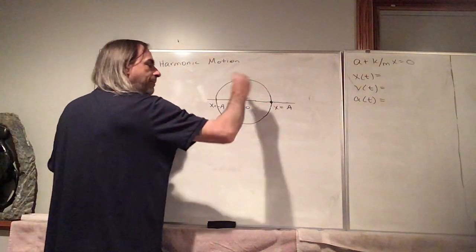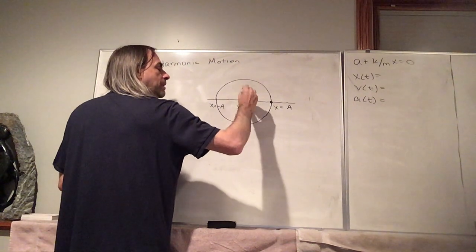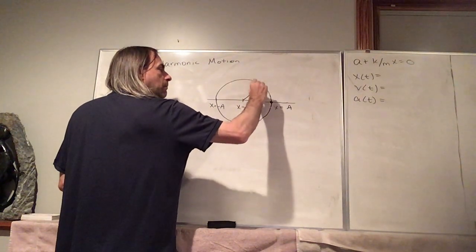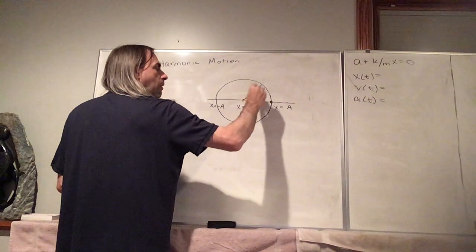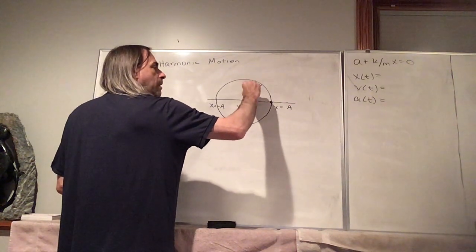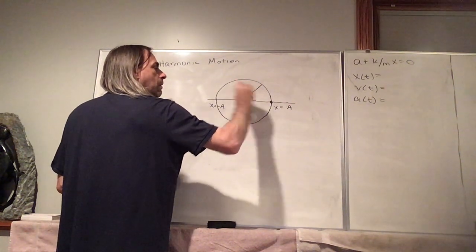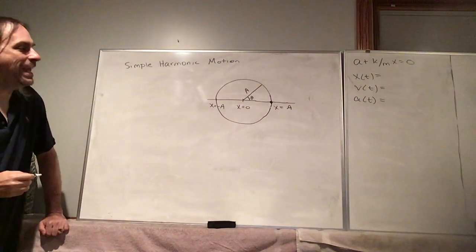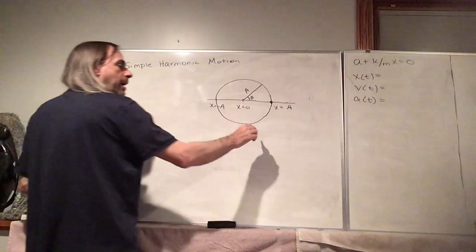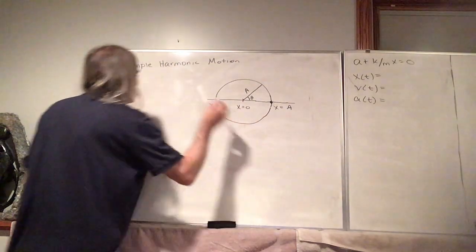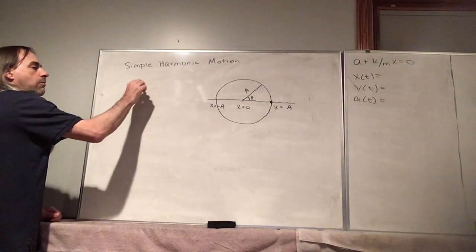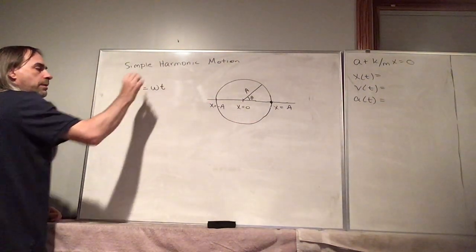x equals a. Let's draw a radius line here. So the radius here is a. And let's define this angle to be theta. And we're going to say that theta is equal to omega t.